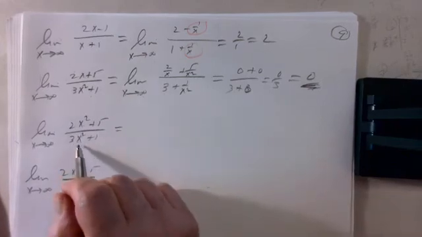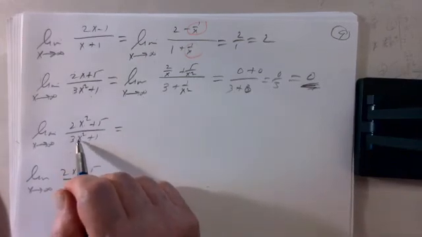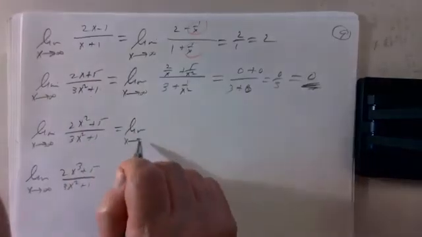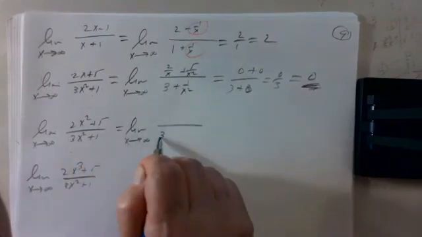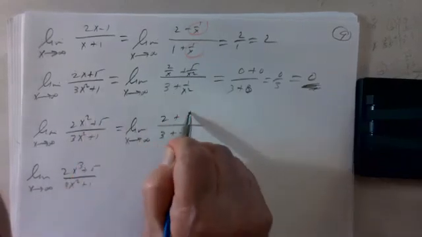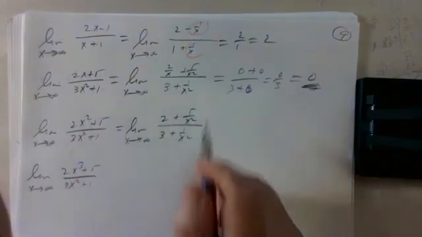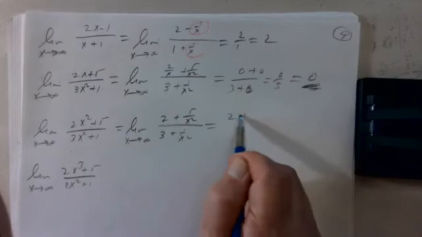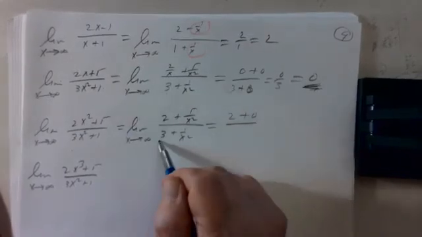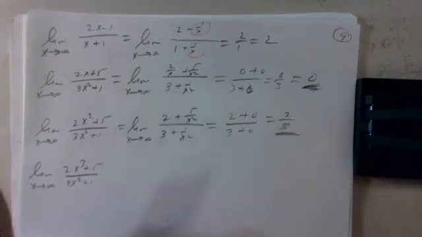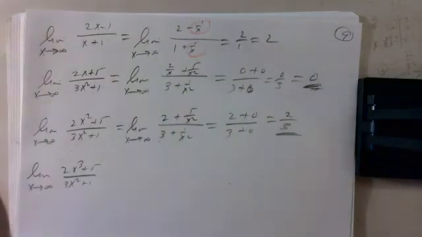Let's see here again, the highest power of x is x squared. If I divide by x squared, numerator and denominator, I still get in the denominator 3 plus 1 over x squared. If I divide the numerator by x squared, I get 2 plus 5 over x squared. As x goes to infinity, this goes to 2 and this goes to 0. This goes to 3 and this goes to 0. So I just get 2/3. So that limit is 2/3.